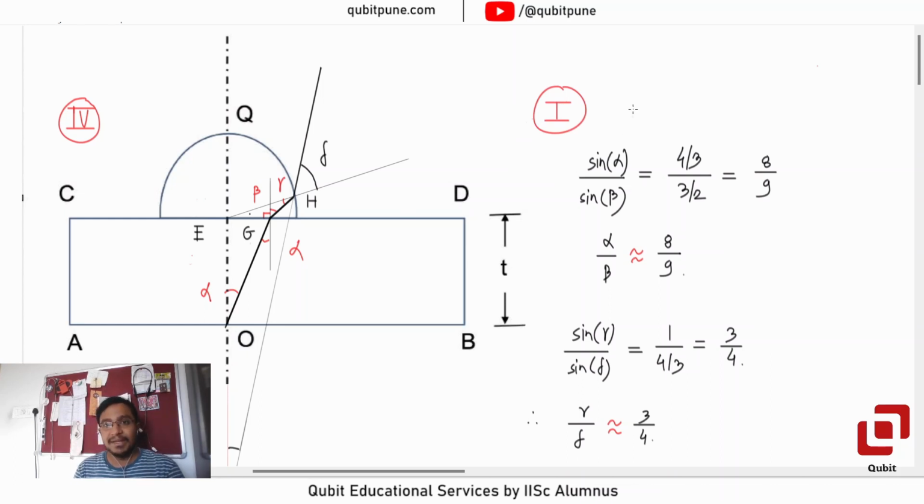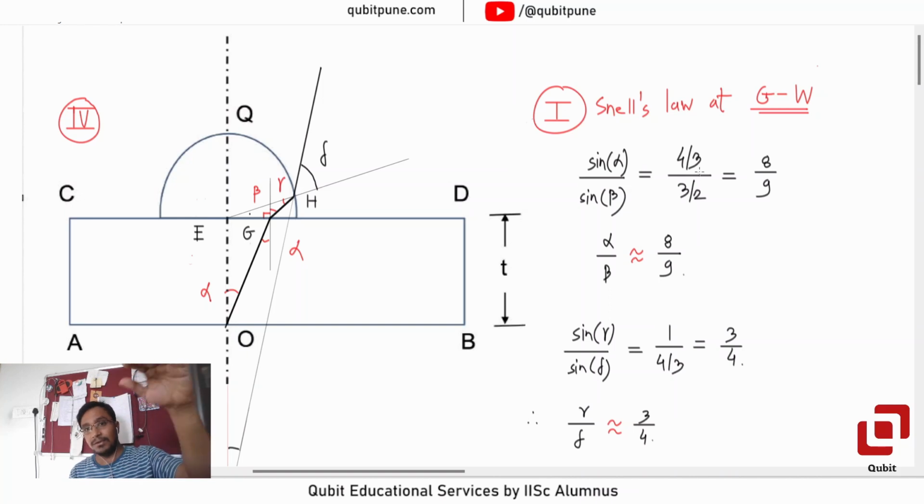Okay, let us apply Snell's law at the glass-water interface. As told earlier, sine alpha by sine beta is equal to 4 by 3 upon 3 by 2. 4 by 3 is of water, 3 by 2 is of glass. It's always in the numerator that you write the refractive index of the medium in which it is refracting. So 4 by 3 upon 3 by 2, that's 8 by 9.